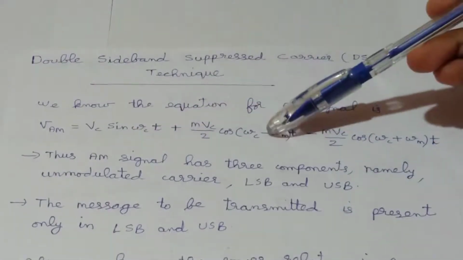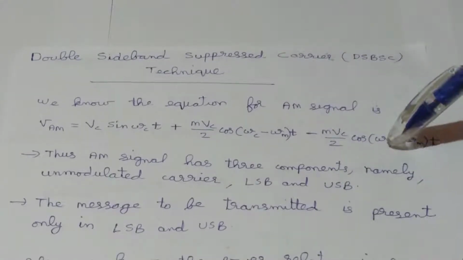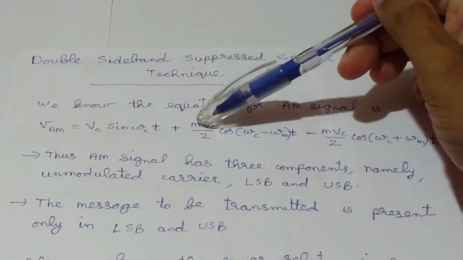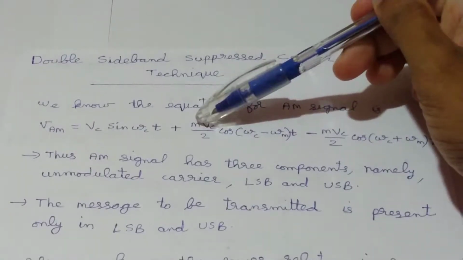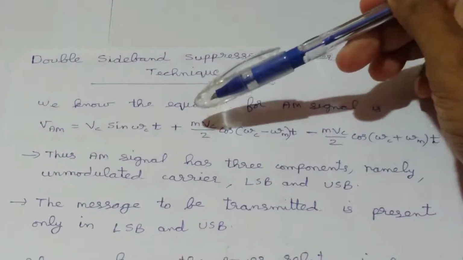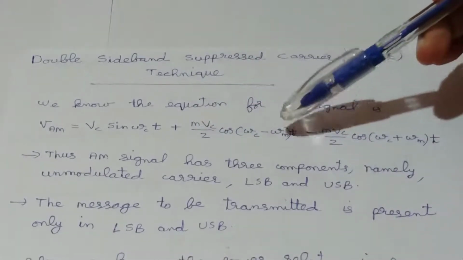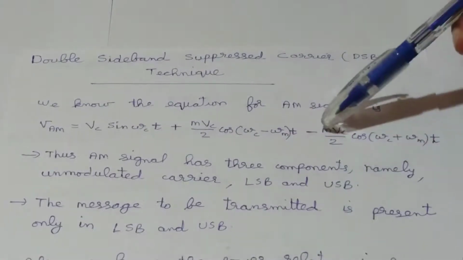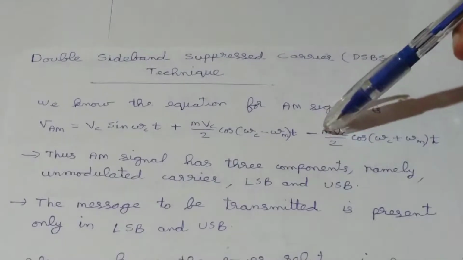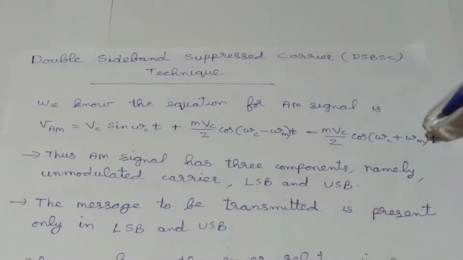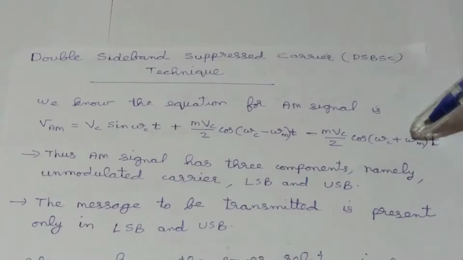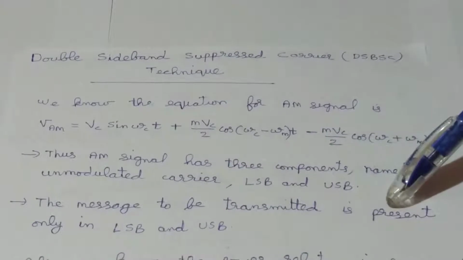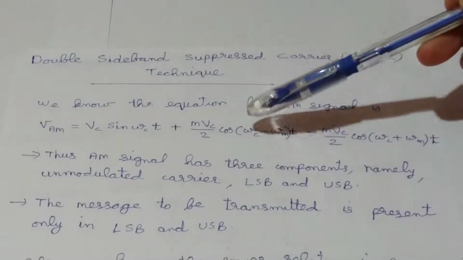And when we consider the lower sideband and upper sideband components, here we have these m and ωm terms. This m is Vm/Vc, and hence the peak amplitude of our modulating signal is present in this m, and the frequency of that modulating signal is present in this ωm. And here also we have m and ωm, so Vm is present in this m, and the frequency of the modulating signal is present here.